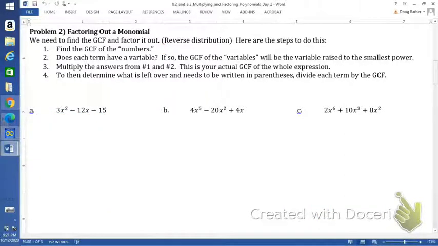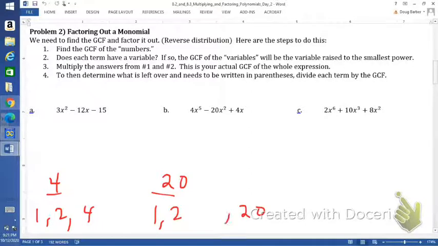Alright, for the next one, part B, find the greatest common factor of the numbers. So the numbers are 4, 20, and 4. We don't have to write the same number twice. Factors of 4: 1 times 4, and then 2 times 2. So 1, 4, and 2. And then the factors of 20: 1 times 20, 2 times 10, 4 times 5. The greatest common factor is 4. So we're going to put that here.